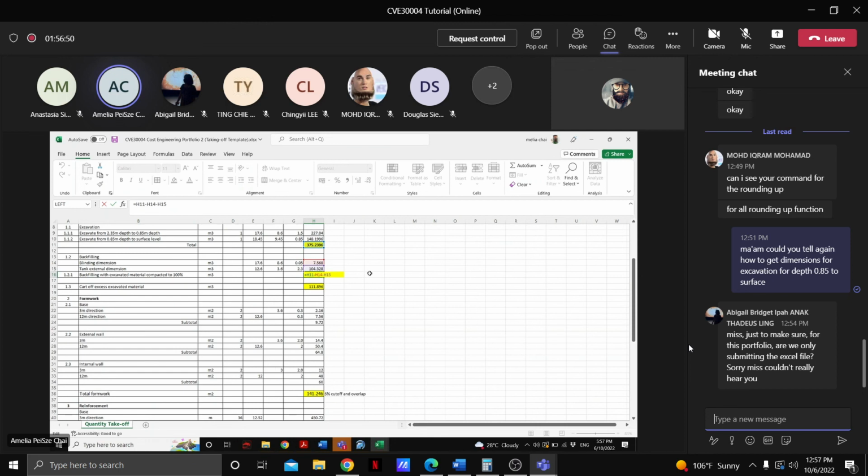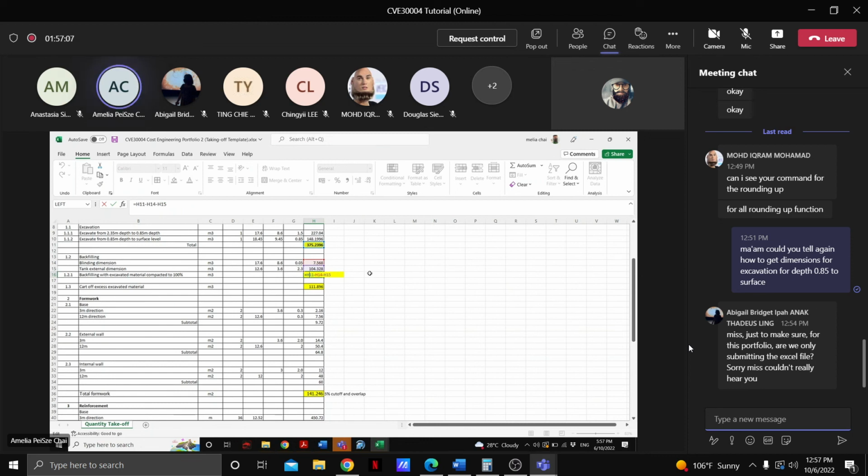Oh, okay. What about this one? This one is basically your excavated volume minus off your backfilling. So this is the one that you're going to throw away, cut off, sand it off.